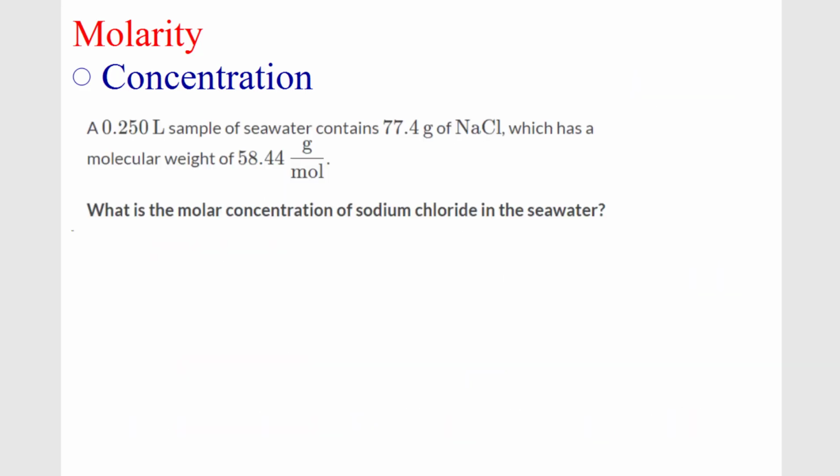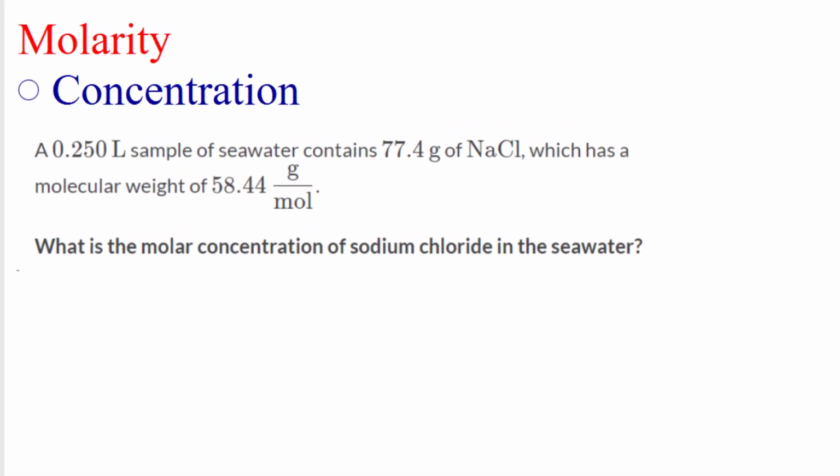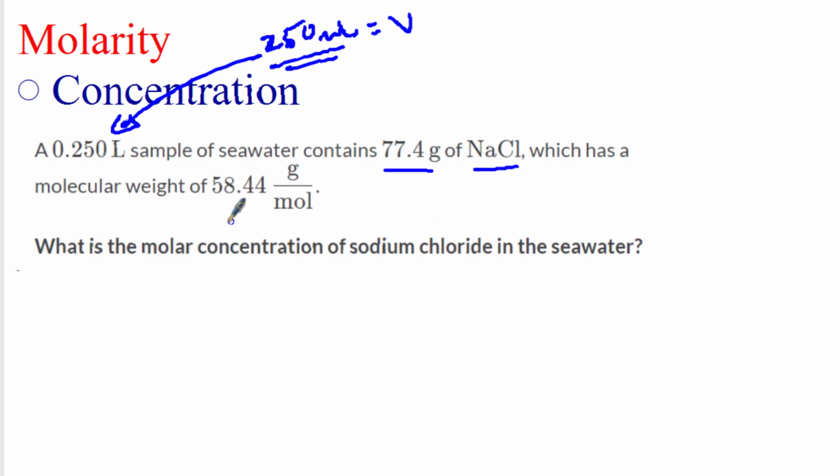So let's get some example problems in here. You can see here we have a 0.25 liter solution, okay? 0.25 liter solution, which means this is 250 milliliters. So we would want to change that if they gave us the volume in milliliters, change it into liters. We have 77.4 grams of NaCl, and we know the molar mass of NaCl. So what are we going to do with grams first? 77.4 grams of NaCl, always divide by molar mass. We're going to divide by 58.44 grams per mole.